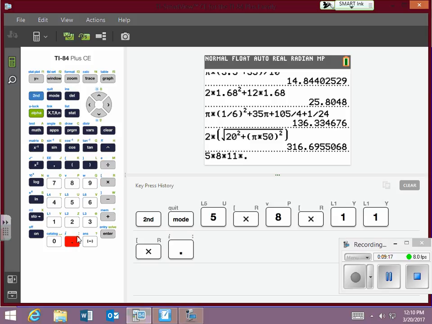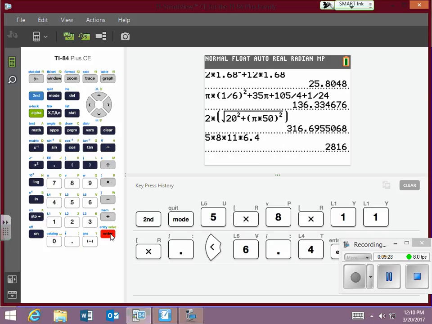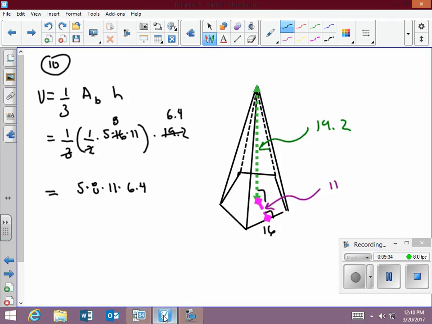That was 6.4. I think I got all the numbers right. 2816. So I did 1/3. That was 2816, wasn't it? And that is 8 cubed.